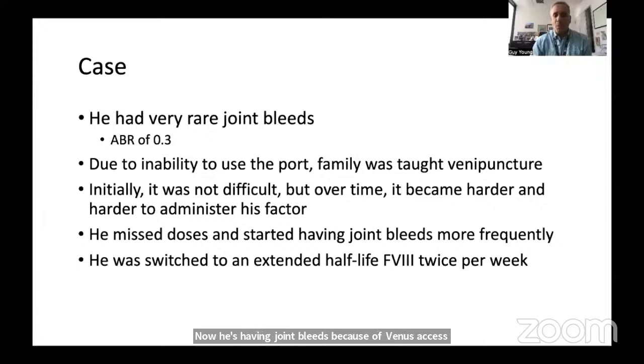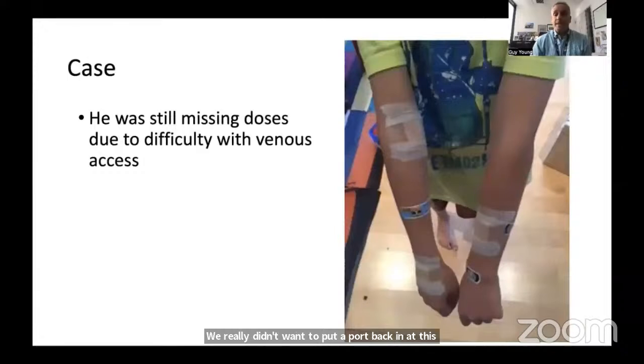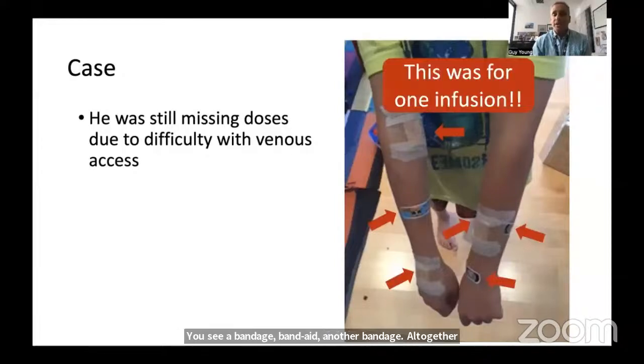We really didn't want to put a port back in at this age. We switched him to an extended half-life factor 8. This didn't really help very much. The dad sent me this picture. This is actually this patient. You see a bandage, Band-Aid, another bandage. Altogether, there's 6 of them here. And the dad sent me this picture because he said, Dr. Young, this is what I have to do just to get 1 infusion of factor in.